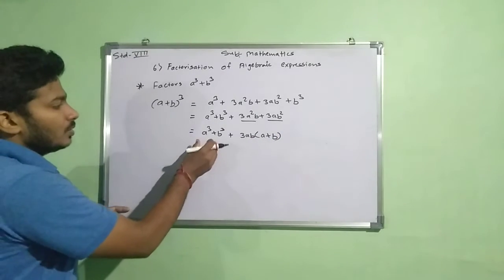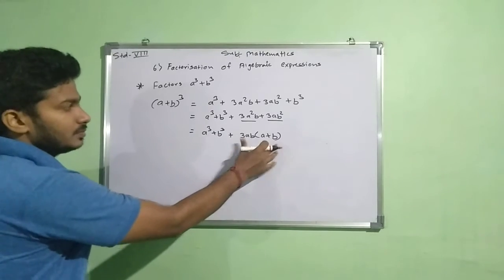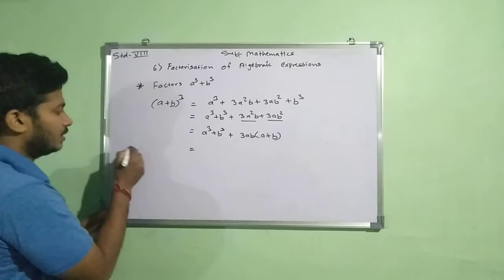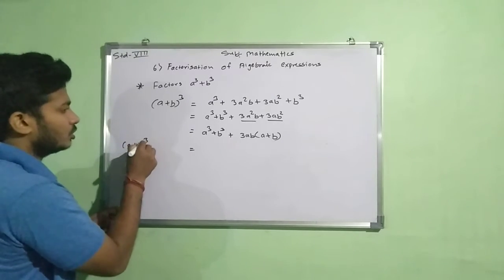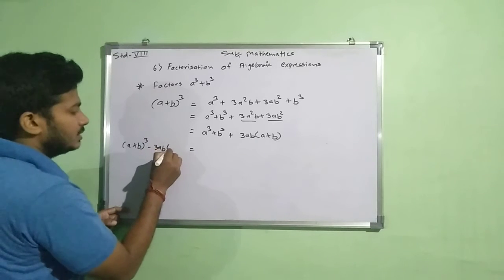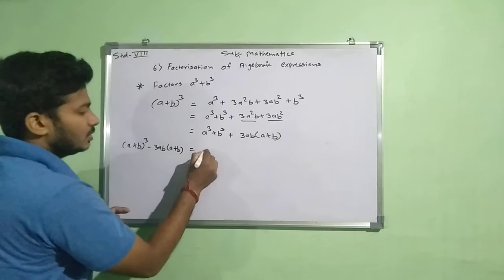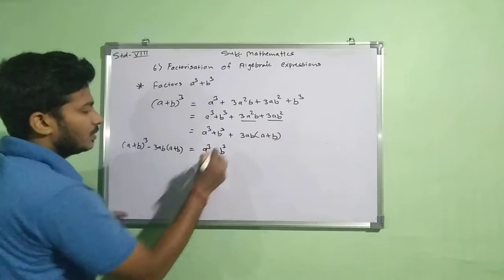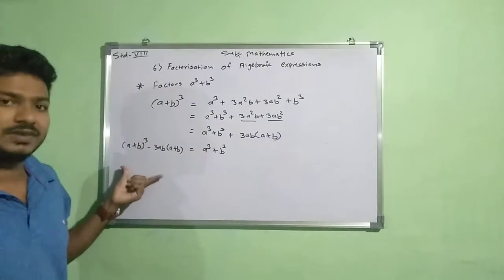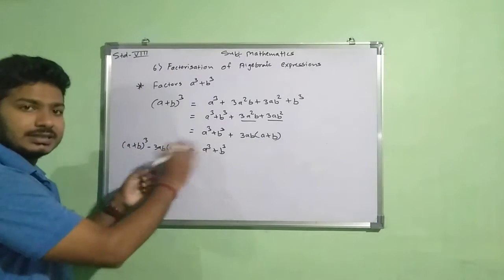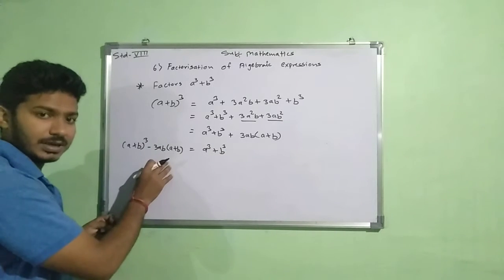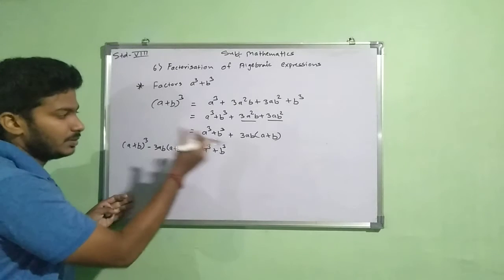Now we will shift that term to the left hand side. So (a plus b) whole cube is already over there. That will come over here, which is minus 3ab, and inside the bracket a plus b, which is equal to a cube plus b cube as it is. We have shifted that complete term towards the left hand side. Now we will interchange their sides. That means right hand side will become left hand side, and left hand side will become right hand side.